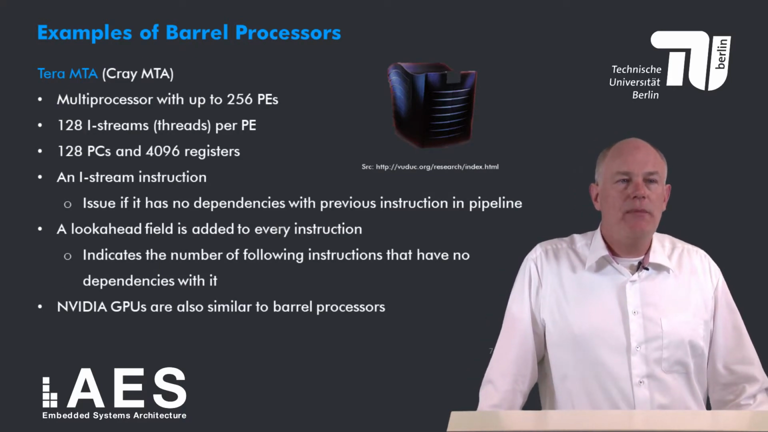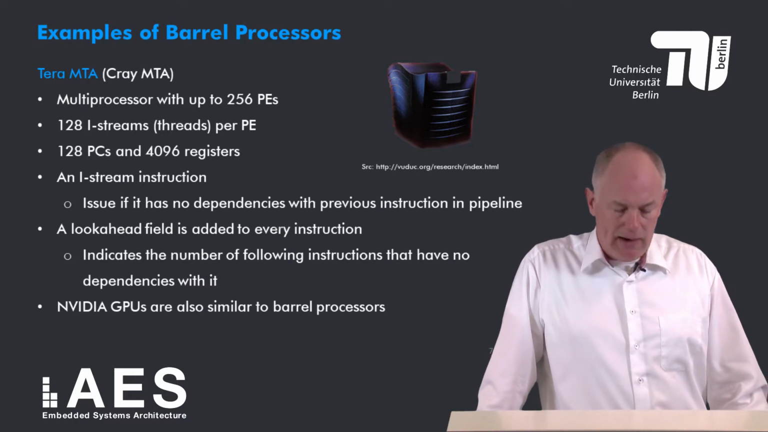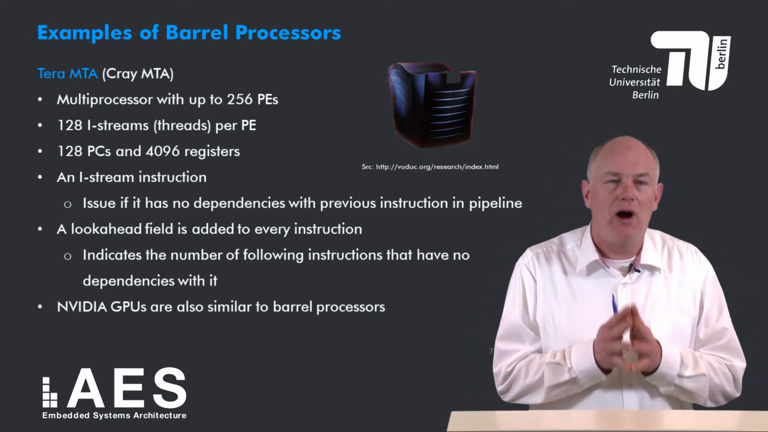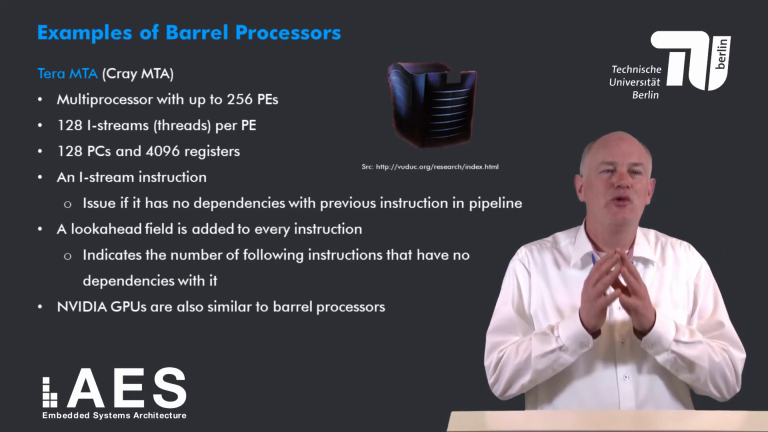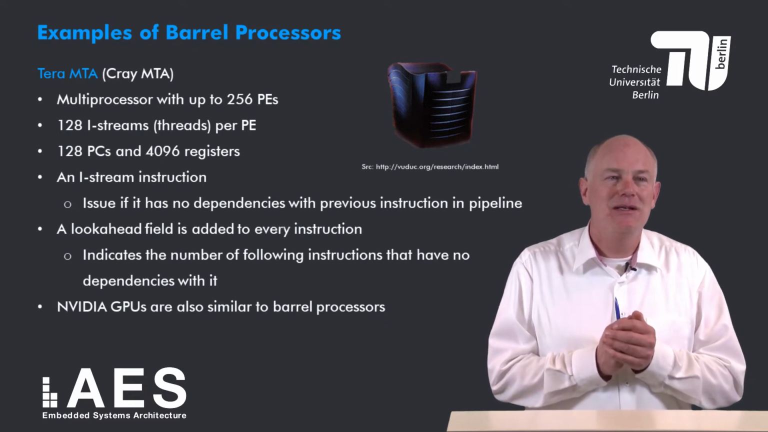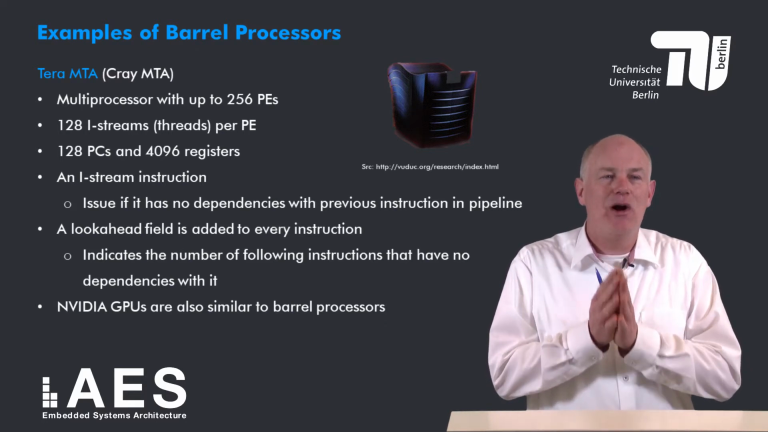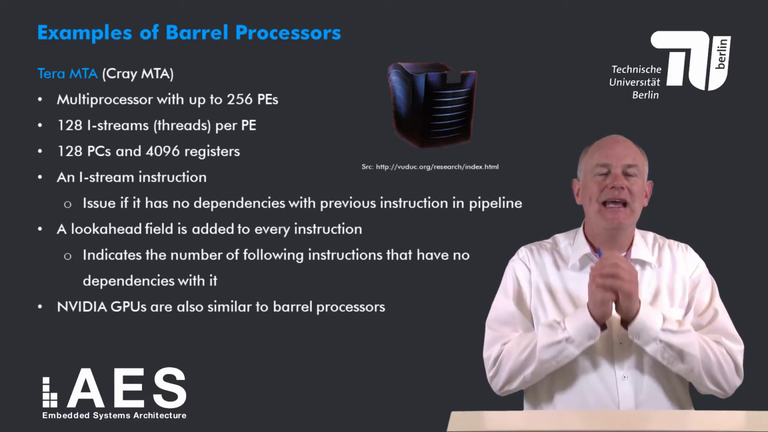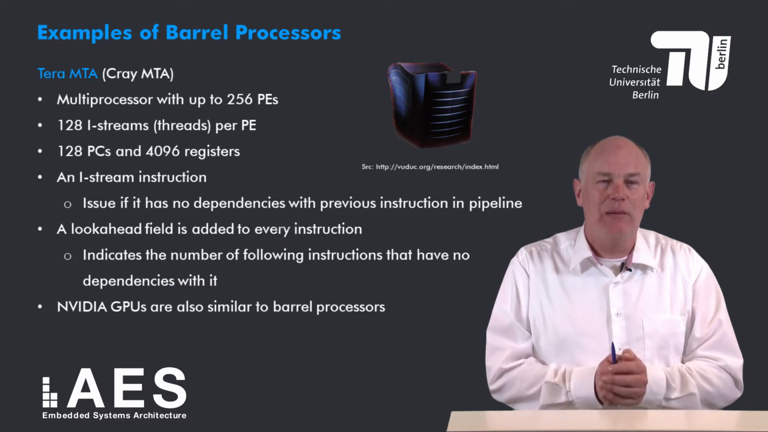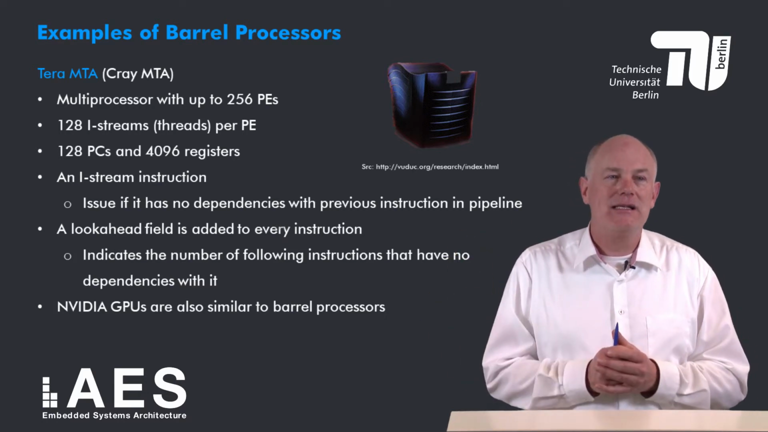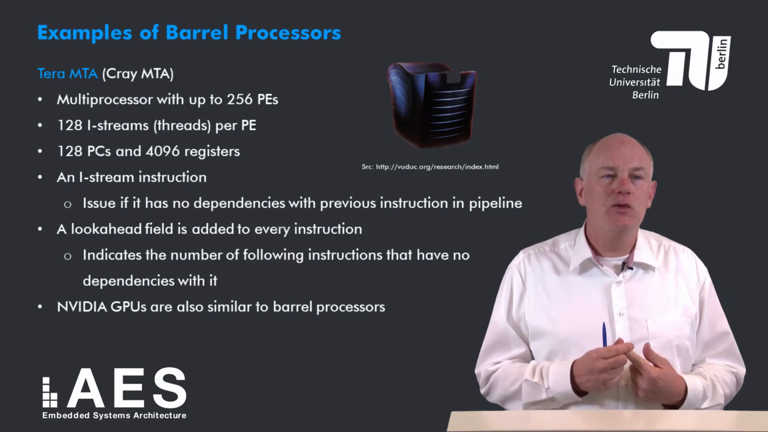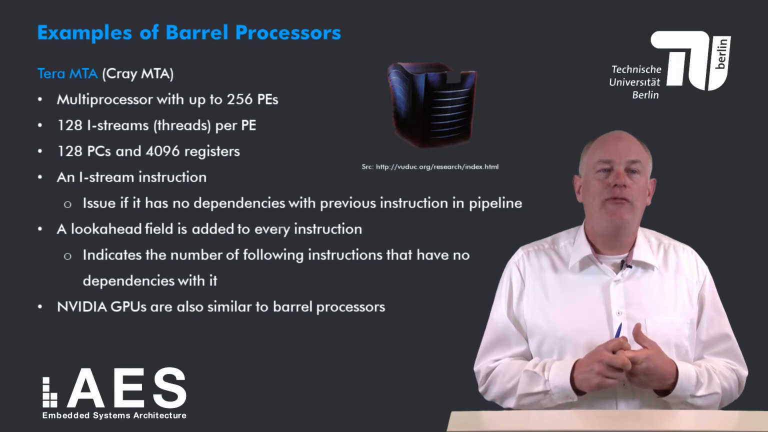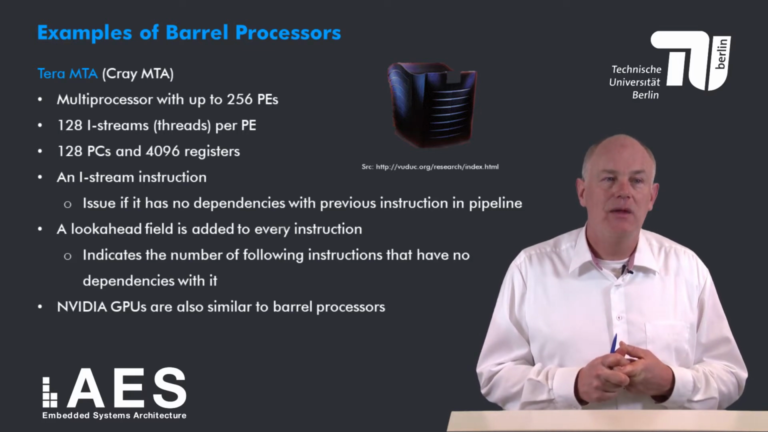Another example of a barrel processor was the Tera MTA, which was a multiprocessor with up to 256 processing elements. And each of these processing elements supported 128 instruction streams, or I-streams. Now we would call that threads. That means it had 128 program counters and an astonishing number of 4096 registers.